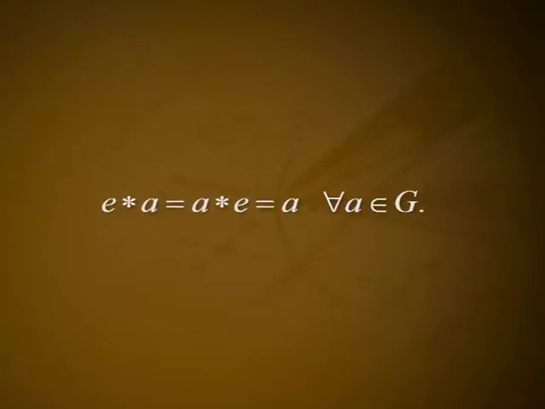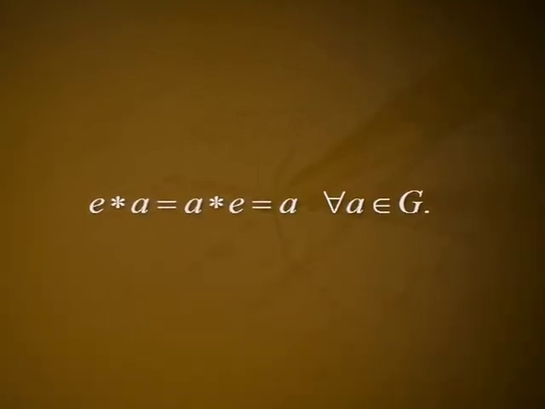G2. Existence of identity. There is an element e in G such that e star a is equal to a star e is equal to a for every a in G. e is called the identity element for star on G. G3. Existence of inverse. For each a in G, there is an element a inverse in G such that a inverse star a is equal to a star a inverse is equal to e. a inverse is called the inverse of a with respect to the operation star.